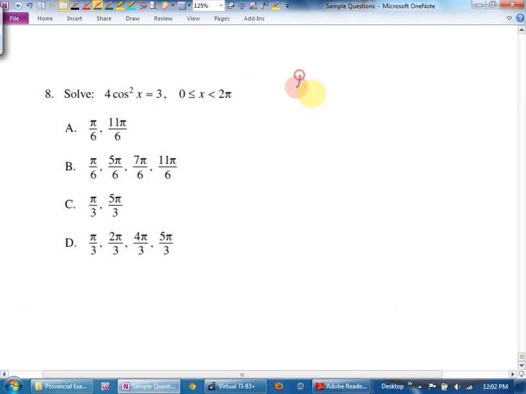How to get rid of a squared? Square root, remembering what? Plus or minus. So when I square root both sides, I'll get cosine equals plus or minus. You know what the square root of 3 is? You know what the square root of 4 is? Now, because cosine is positive or negative, they're positive there, they're negative there. Now I would definitely cross those two out. There's going to be 4 answers.